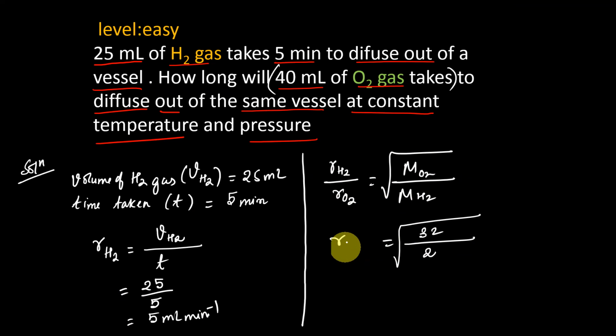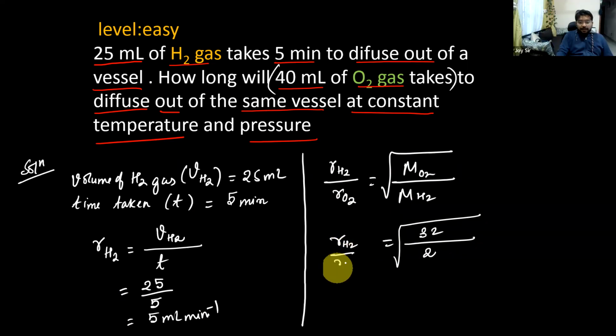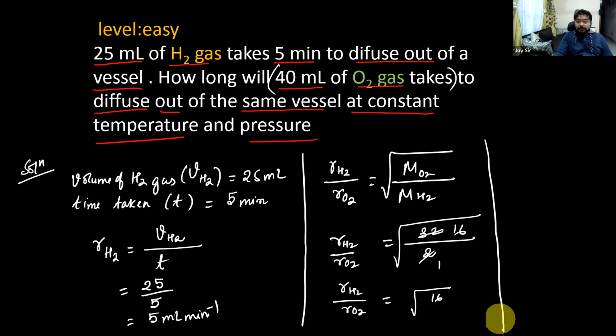Rate of hydrogen gas is, we have already determined, okay, rate of oxygen gas. So it will be RH2 by RO2 is equal to root over, 2 1 is 2, 2 16 is 32. So root over 16. Okay. So we have got root over 16. So what is the value? क्या हो जाएगा? Rate of hydrogen gas is equal to 4 times of rate of oxygen gas, because root over 16 is 4.